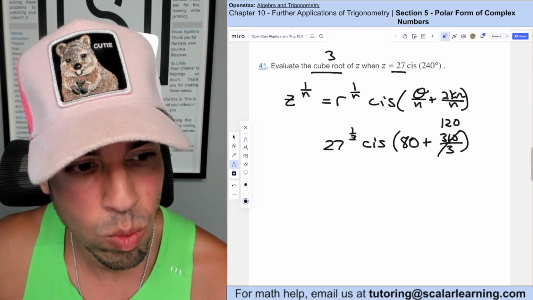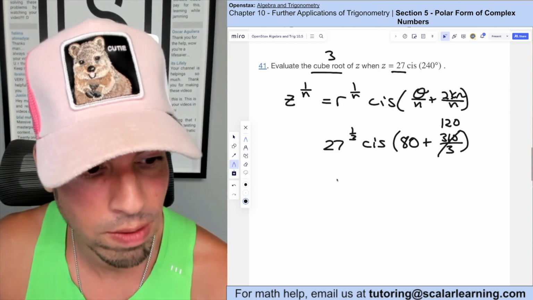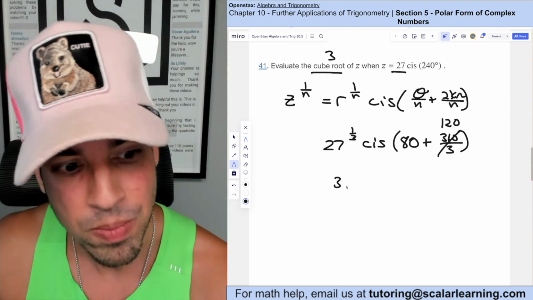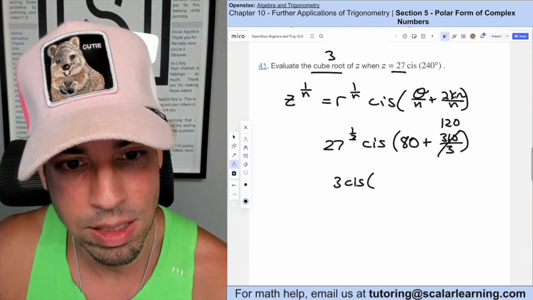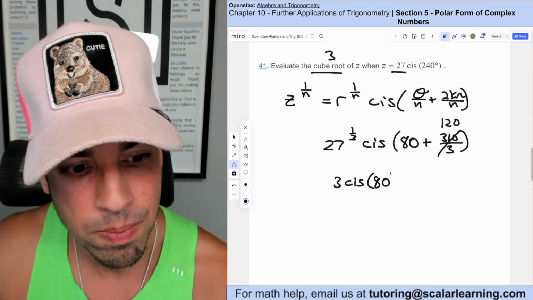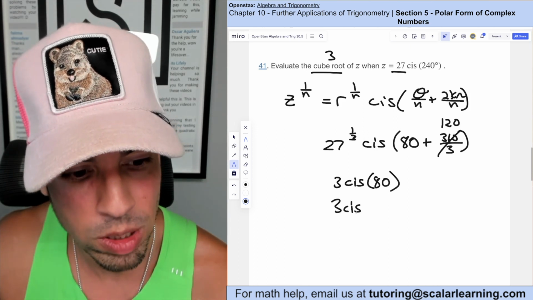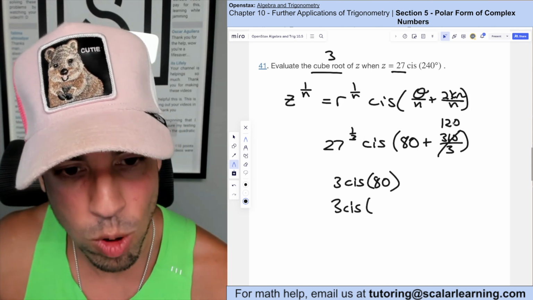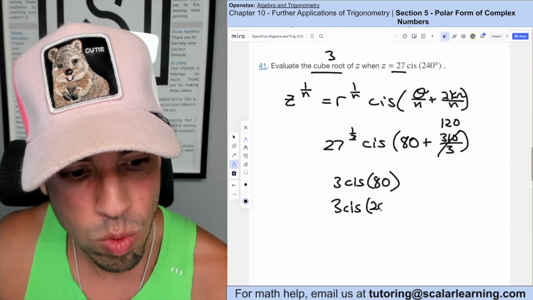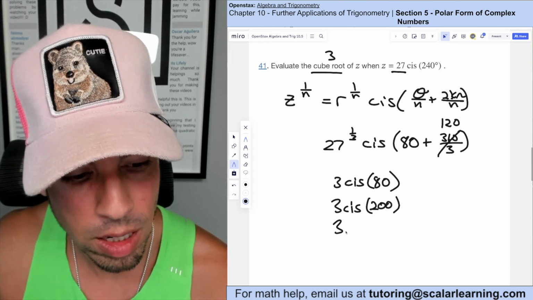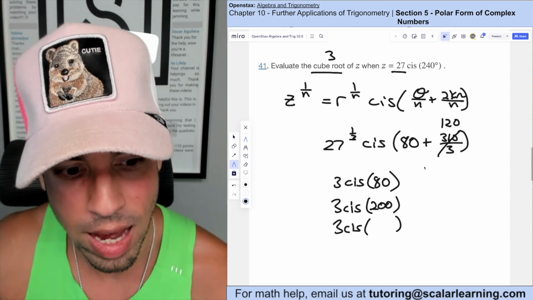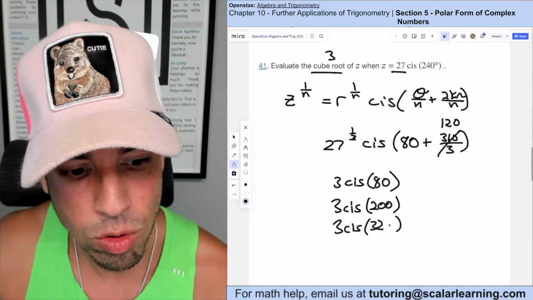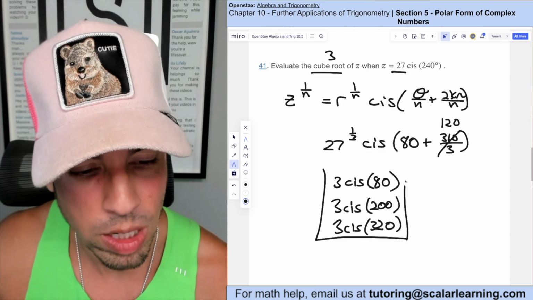So 27 to the 1/3 power, aka the cube root of 27 is 3, right? 3 times 3 times 3 is 27. So we have 3 CIS. And then first we have when k is 0, we just have 80. Then we'd have another solution, 3 CIS, and we're adding by multiples of 120. Then we got 200. And then the last one again, before we hit 360 or surpass 360, I should say, is add 120 again to 200, is 320. So those are your three answers.